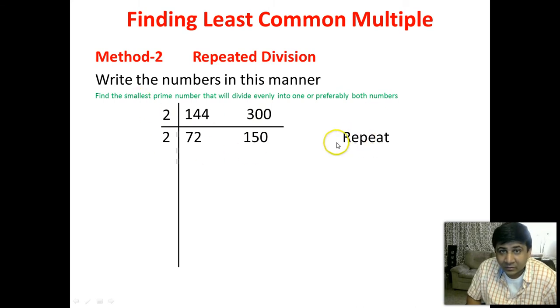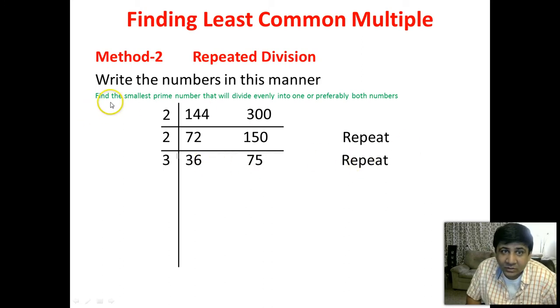Again, we go back to this step here. Find the smallest number that will divide evenly into one or preferably both. I picked 2 there again. Now I will divide 72 by 2, that will give me 36, and I'll divide 150 by 2, that will give me 75. This is what I get, and I repeat again.